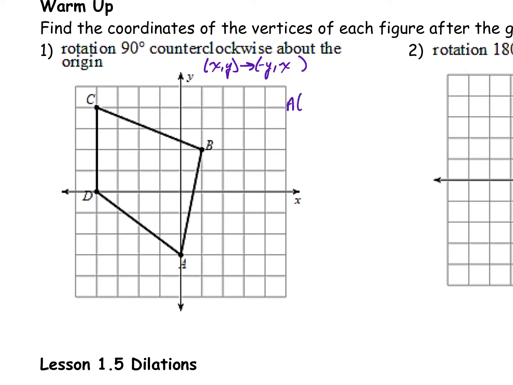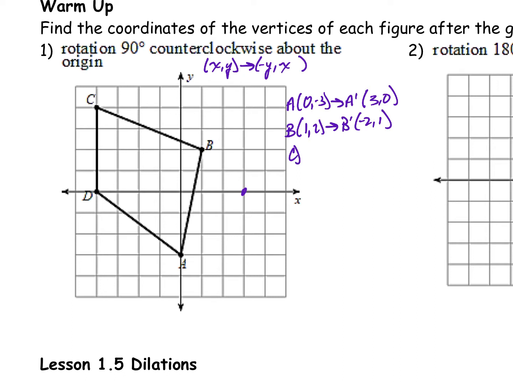So A is located at 0, -3, which means A prime would be located at 3, 0. And that, of course, would be correct, right? Counterclockwise is to the left, yes. So B is located at 1, 2. So B prime would be located at -2, 1. Nice job.